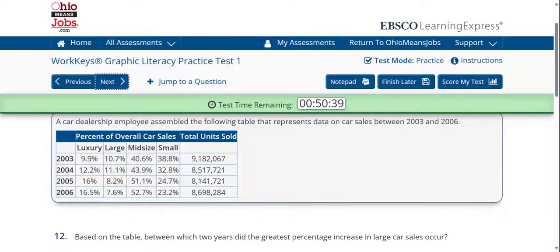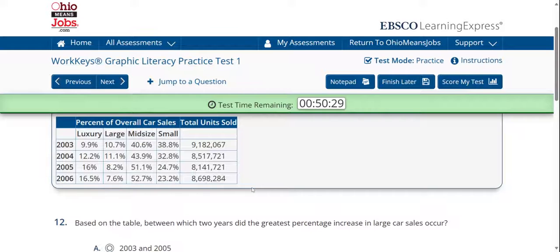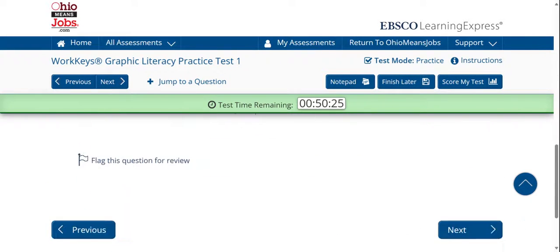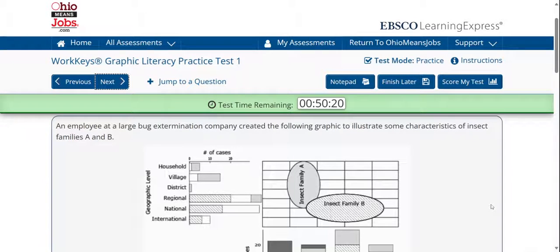We see here a table with percentages followed by years. Then we have types of cars and the total units sold. So, again, another table, but notice how the amount of information, Right Writers, has increased as we go on to different style questions.